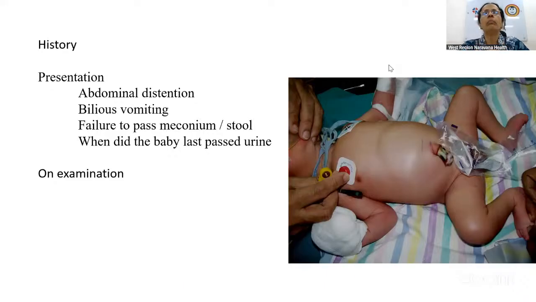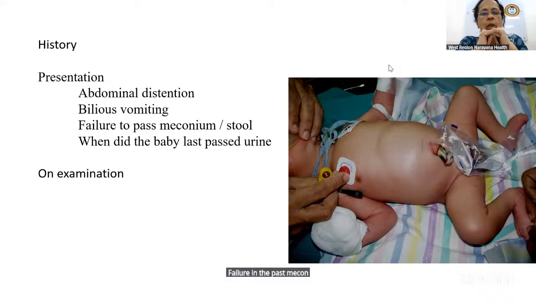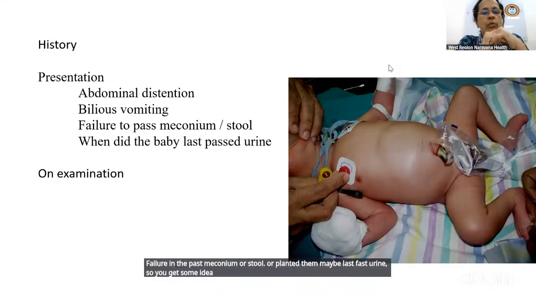We'll go through the common manifestations in the history. We should ask about abdominal distension, vomiting, the kind of vomiting, bilious or gastric, failure to pass meconium or stool, or when the baby last passed urine. So you get some idea about the hydration of the baby.